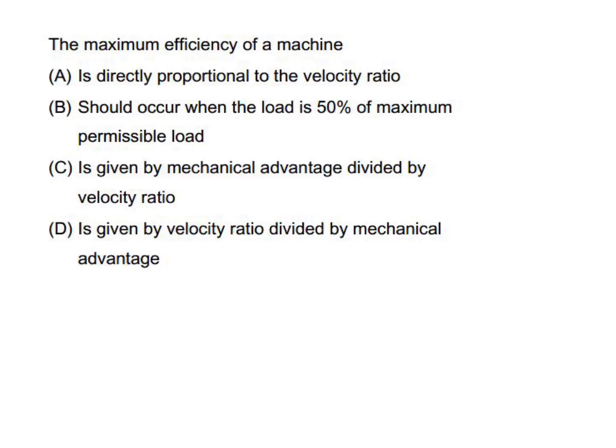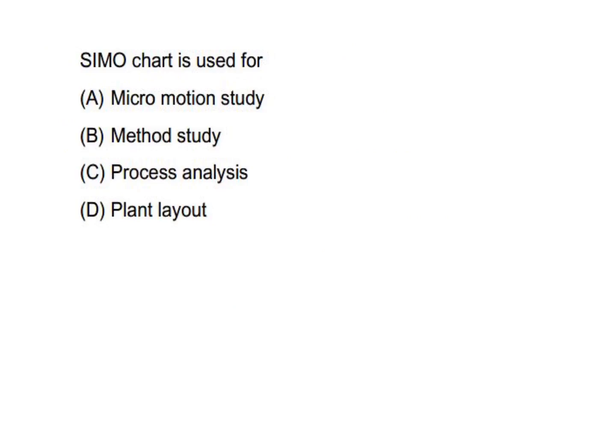The maximum efficiency of a machine is: A. directly proportional to the velocity ratio. No. B. should occur when the load is 50% of maximum permissible load. No. C. is given by mechanical advantage divided by velocity ratio. Efficiency equal to MA by VR. Answer is C. SIMO chart is used for micromotion study.